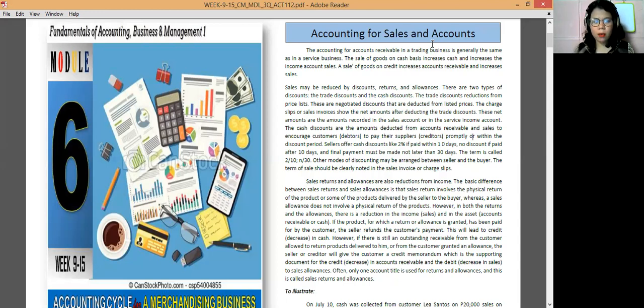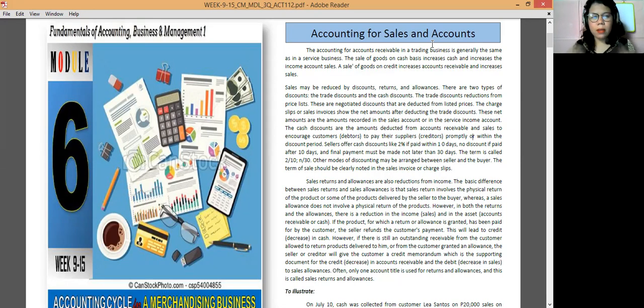So, we will discuss module 6 of our Accounting 112, which is our last topic in accounting: the accounting cycle for a merchandising business. If you can recall before, we discussed already the accounting cycle for a service business. So now, malalaman natin yung similarities ng merchandising and service business at yung differences nila.